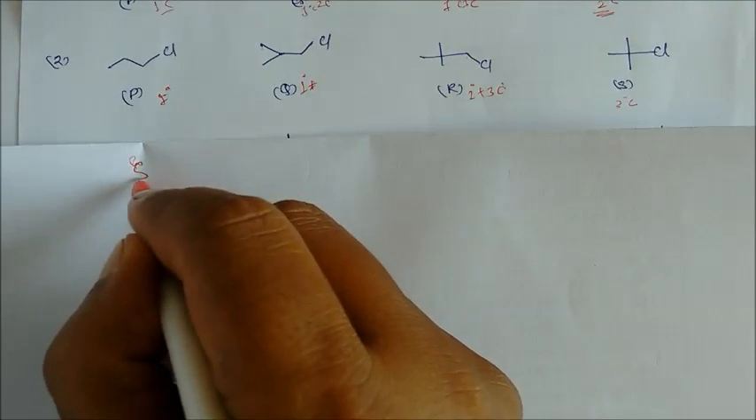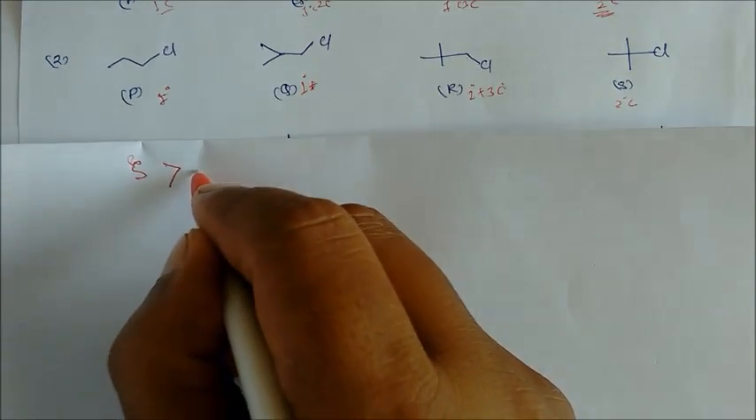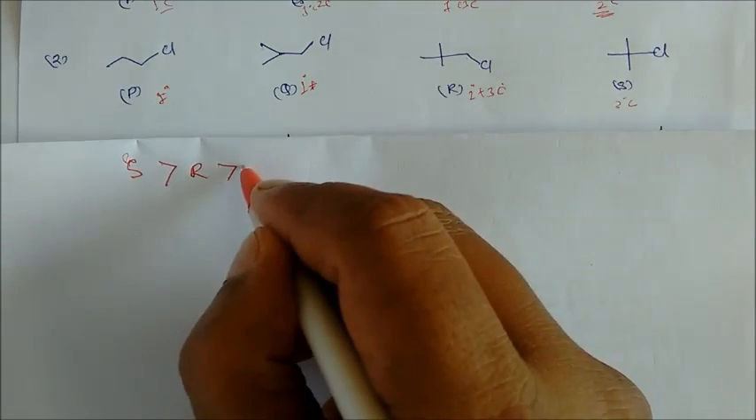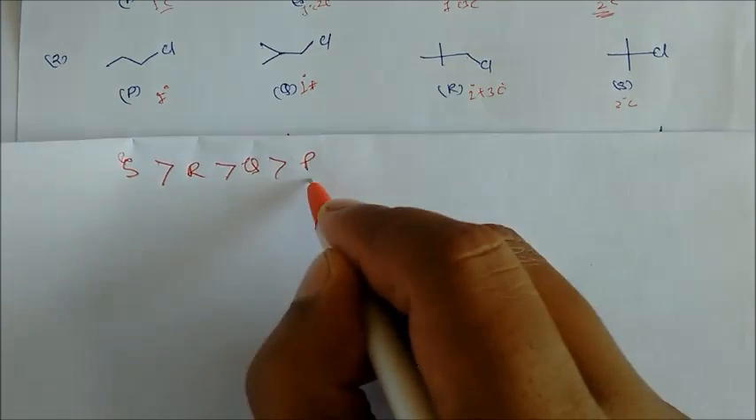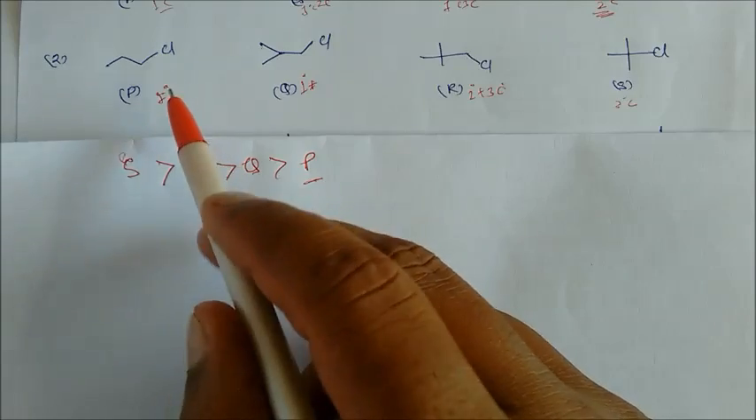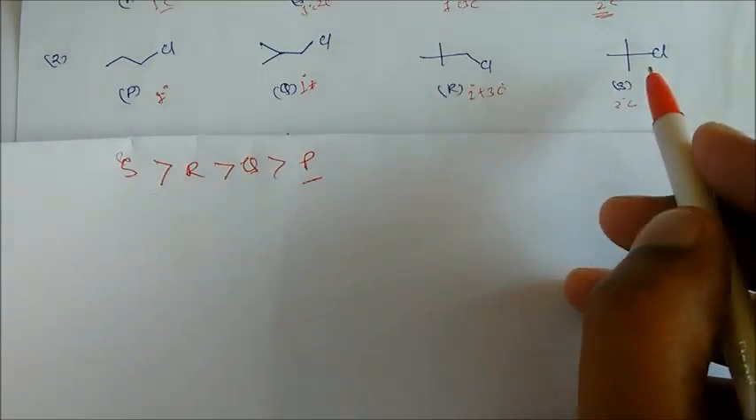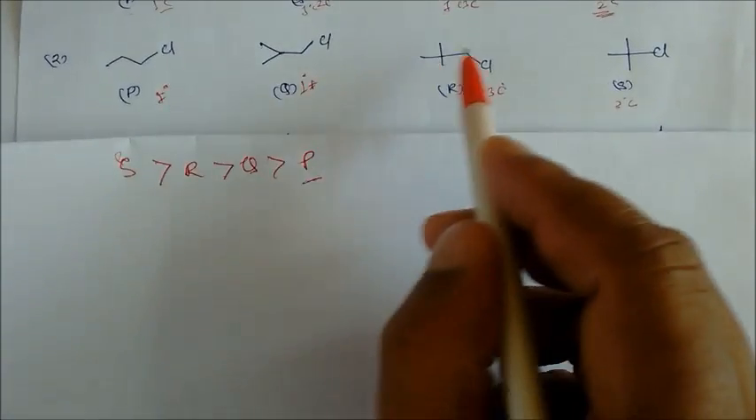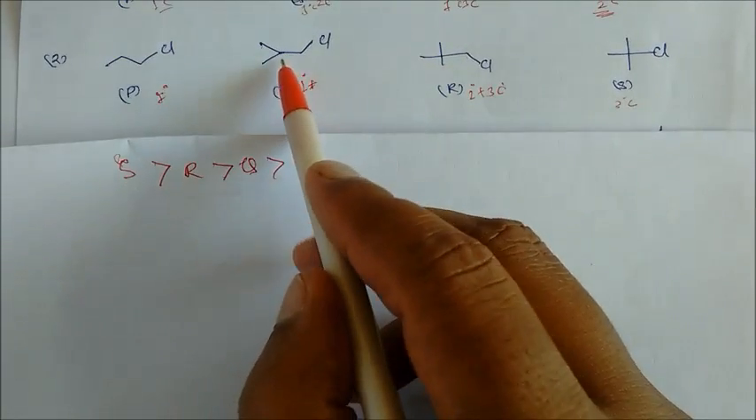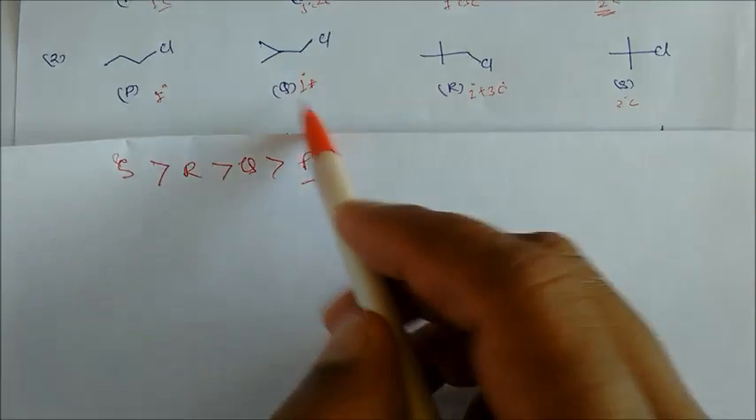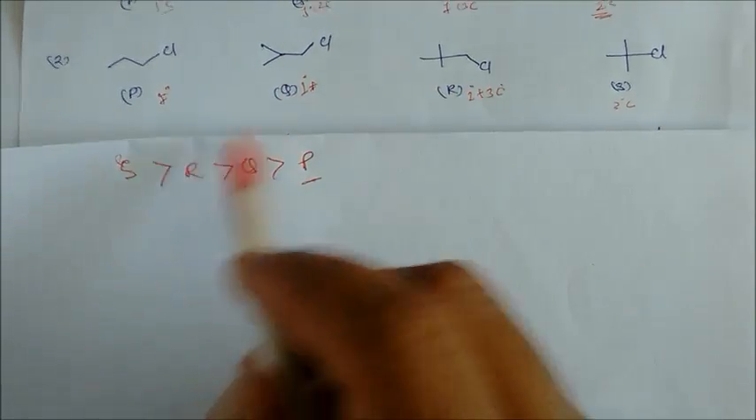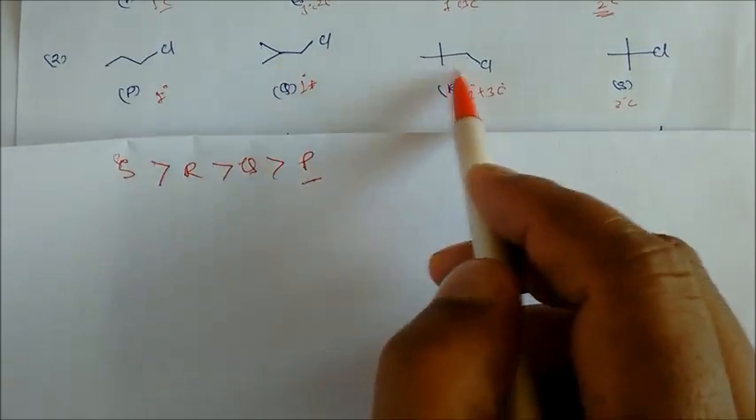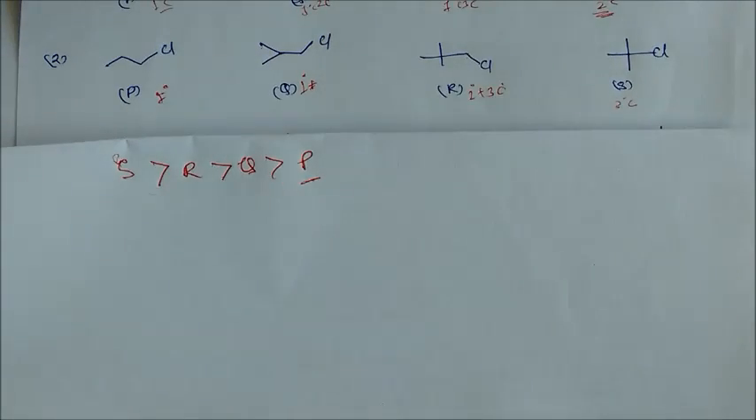So first will be S, then followed by R, then followed by Q, and then followed by P. So P has the least SN1 reaction and S has the maximum, because this is a tertiary carbon and P is a primary carbon. So the reason is very clear. This is tertiary carbon, this is your secondary carbon, so this will be more than this one. Now this is tertiary carbon, this is secondary carbon. This will be more than this one. So this is our answer.